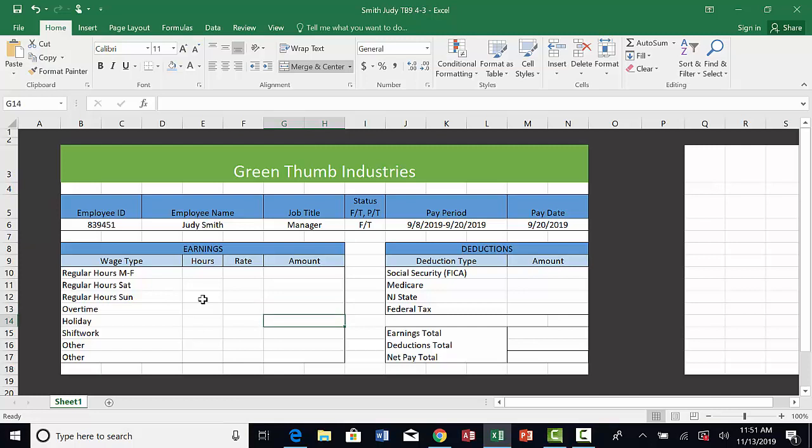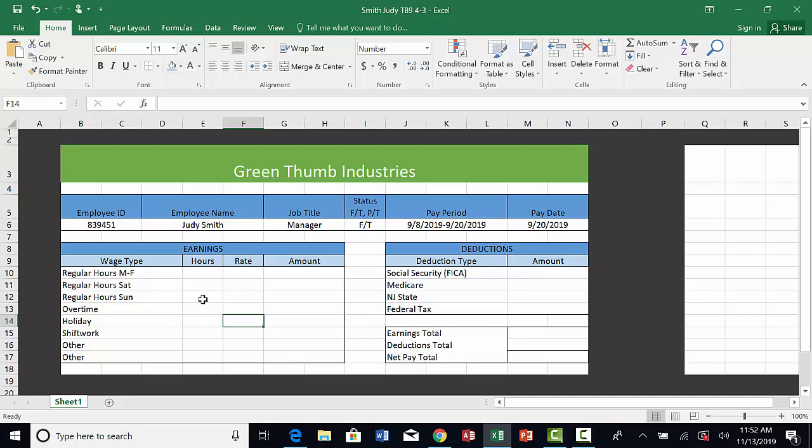Put your cursor in cell E14. How many hours did your employee work on the holiday? Enter that number in the cell. Put your cursor in cell F14. Enter a formula to calculate the holiday rate at 2 times the regular rate. Your formula needs to have the cell address for the regular rate and multiply that by 2.